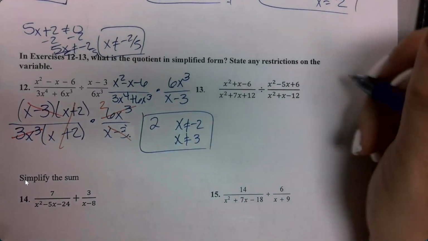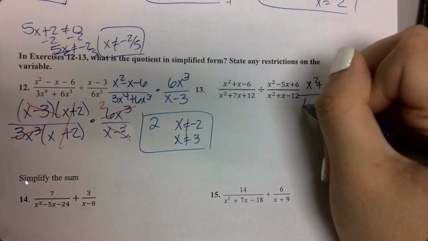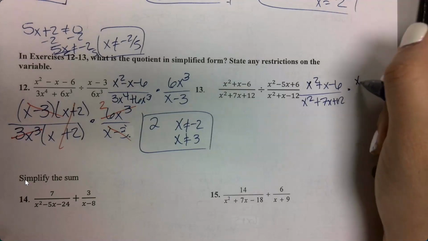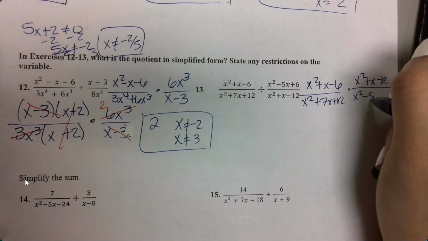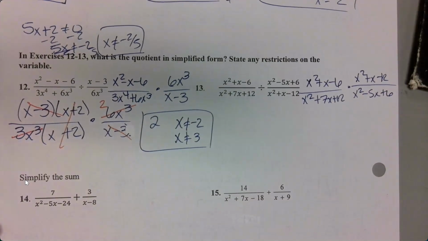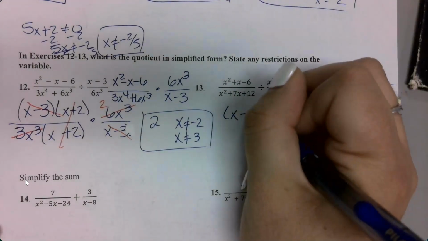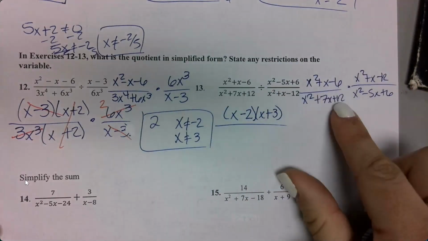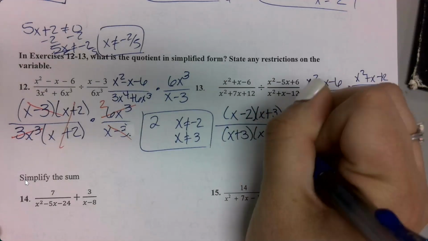Same thing for number 13. I want to flip the second fraction and turn it into multiplication. Then I want to factor. I'm looking for what multiplies to negative 6 and adds to positive 1. That is negative 2 and positive 3. On the denominator, I'm looking for what multiplies to 12 and adds to 7. That's positive 3 and 4.